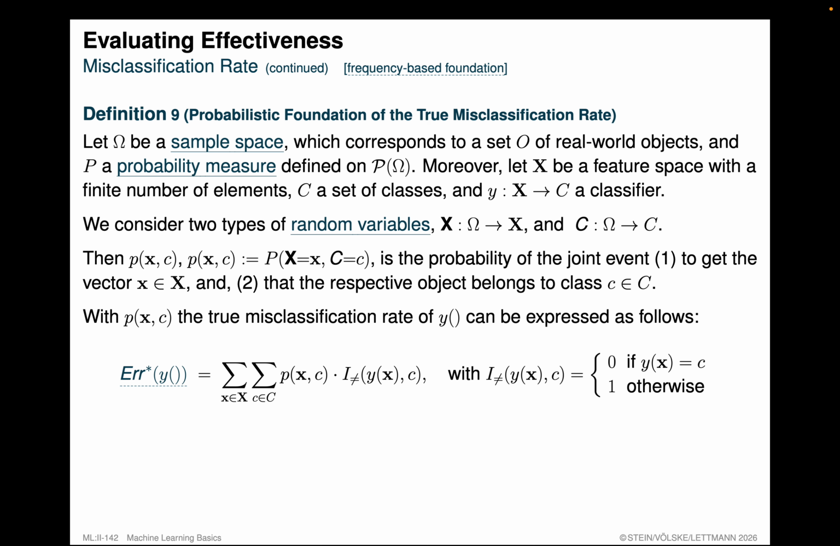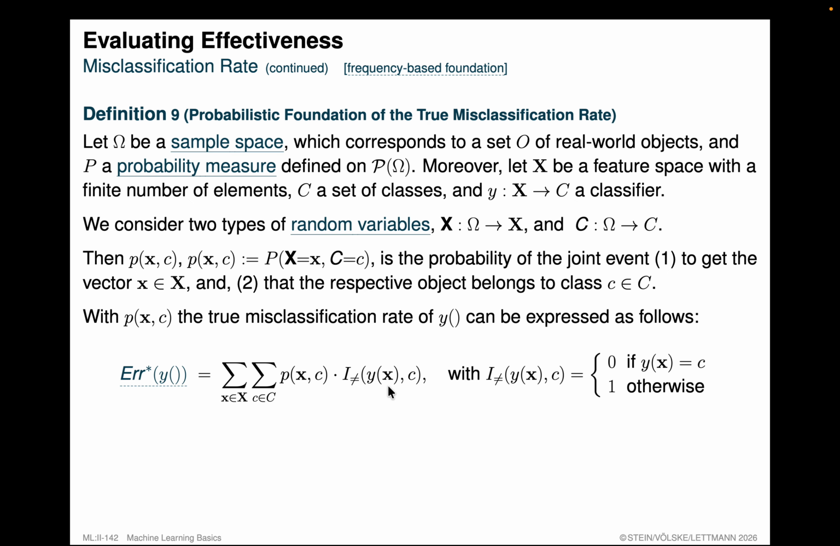We can now continue the definition of the probabilistic foundation, and given the joint probability of feature vector and class, which is basically the same as writing this, the probability of the joint event to get the feature vectors and the respective object belongs to the class C. With this probability, the true misclassification rate can also be expressed like this. It is basically the sum over all probabilities of misclassifications of any given combination of x and c.